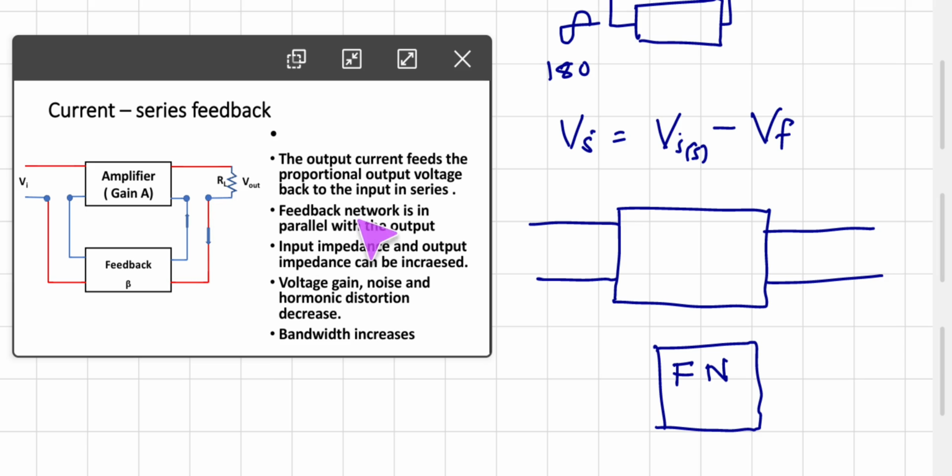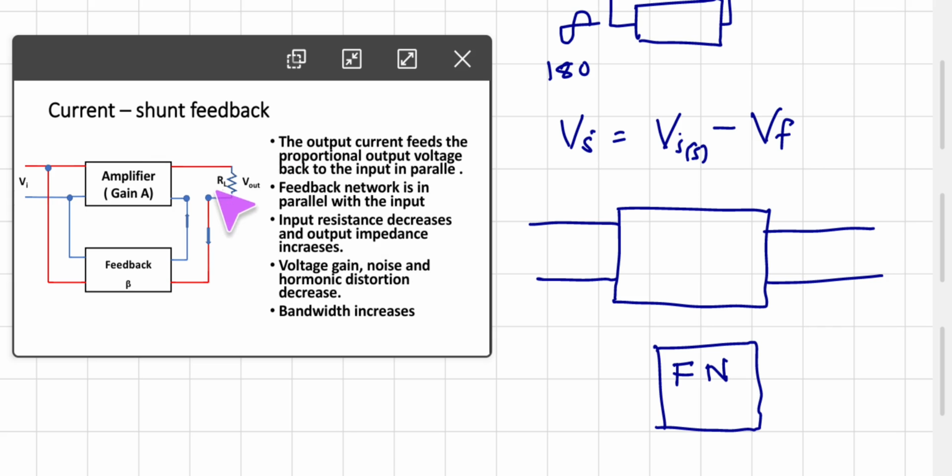Here we see that the input impedance and output impedance increase as the feedback network is in series with the output as well as the input. The corresponding impedance increases. So voltage gain, noise and harmonic distortion decrease, and bandwidth increases. So this is a specific characteristic of current series feedback.